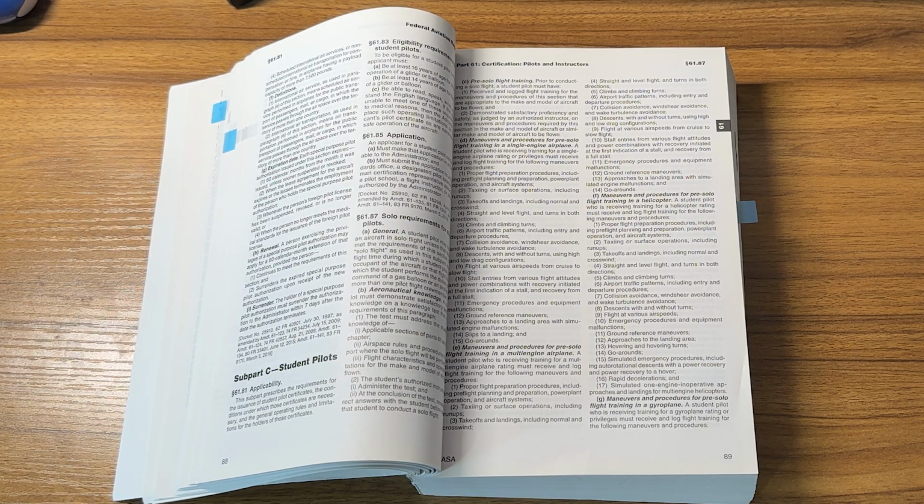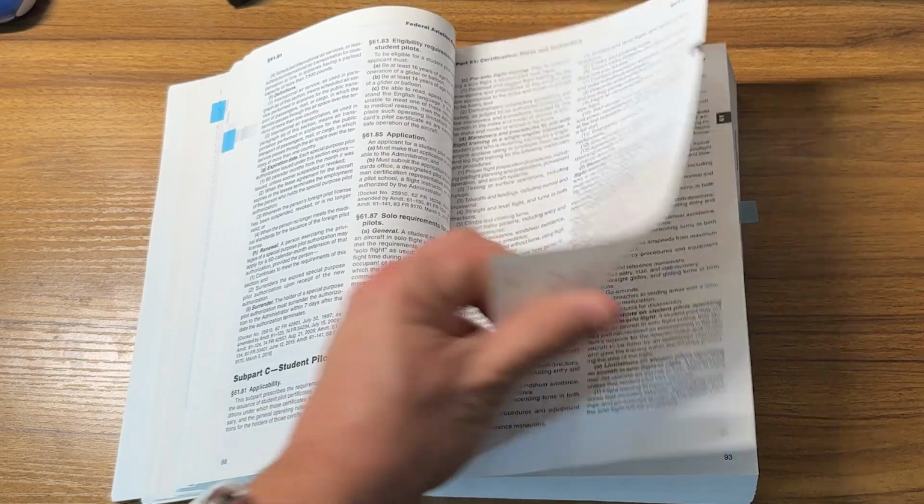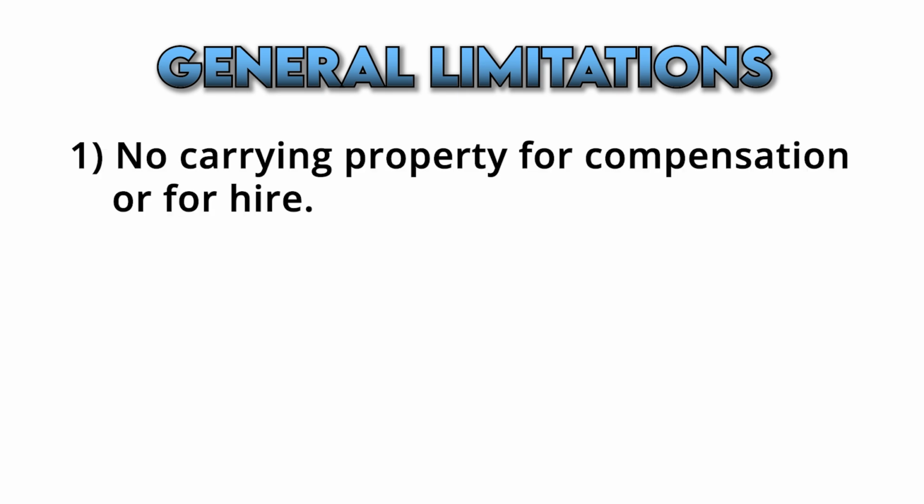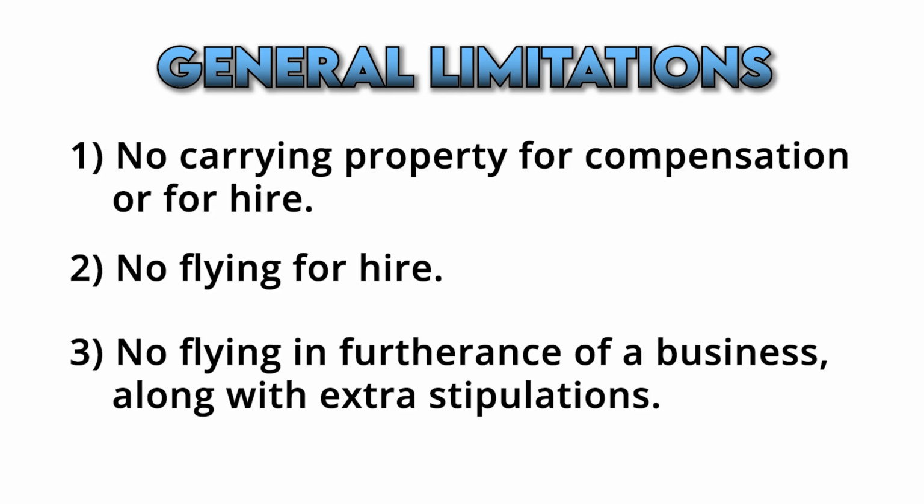You have many more restrictions as a student pilot than you will as a private pilot, which is logical. You're trying to earn that bigger license. According to 61.89, this all includes general limitations. It includes the limitations you would have as a private pilot: no carrying property for compensation or for hire, no flying for hire, and no flying in furtherance of a business, along with extra stipulations since you are still a student.